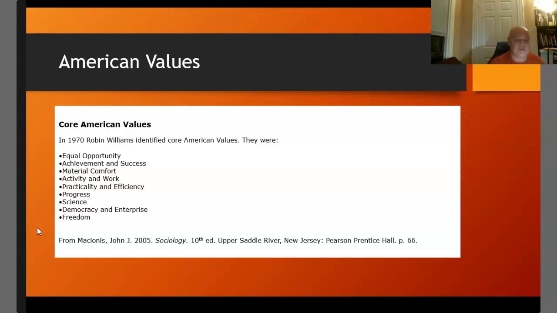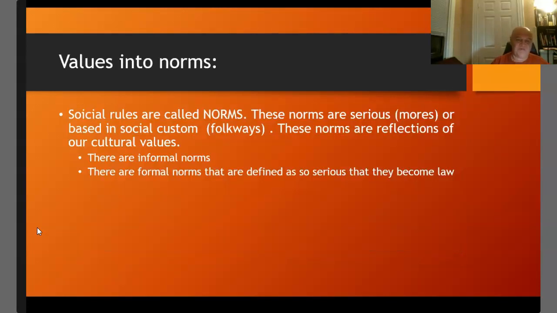So, Robin S. Williams was a preeminent American sociologist who defined these core American values: equal opportunity, achievement and success, material comfort, activity and work, practicability and efficiency, progress, science, democracy and enterprise, and freedom. More specifically, we turn our values and beliefs into rules, social rules by which we live. Social rules are called norms.